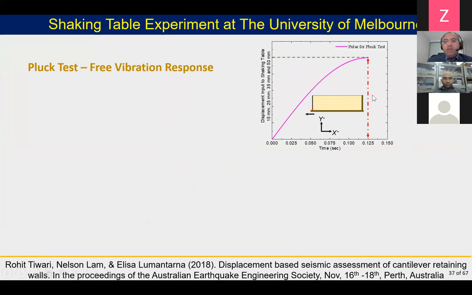So we apply some plug test at the base of the model. When I say plug test, what it means is you are giving a very high velocity pulse at the base of the model and then just stop, okay? If you can see, it's reaching from zero to one of these numbers, let's say 50 millimeters, in just 0.125 second. And then you just stop and it will vibrate freely. That is the response you need to capture in order to understand the free vibration properties of your retaining wall. And we did this with different amplitudes, and then tried to get the results.